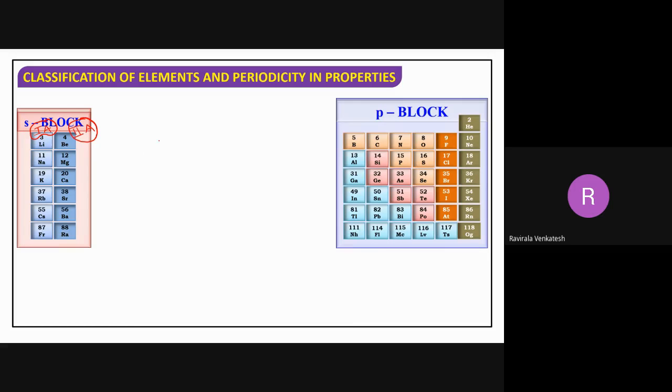Next, the P block. The P block will carry the 13th group, 14th group, 15th group, 16th group, 17th group, and 18th group. Otherwise, in the Mendeleev periodic table, in Roman numerals, this will be third A, this fourth A, this fifth A, this sixth A, this seventh A, and this one eighth A, or we can also call this the zero group. Now, in the S block there are two groups. How many groups are there in the P block? Six groups, from 13 to 18.